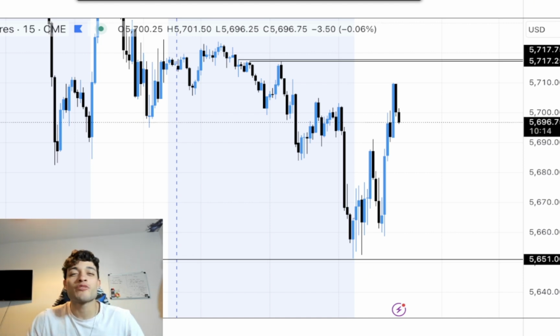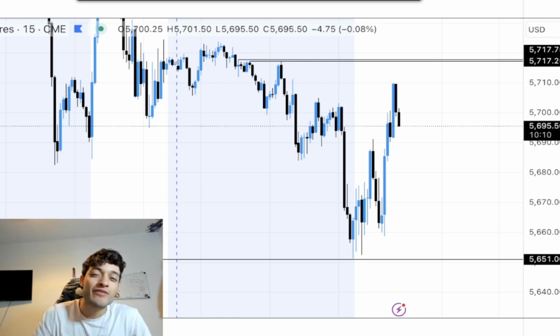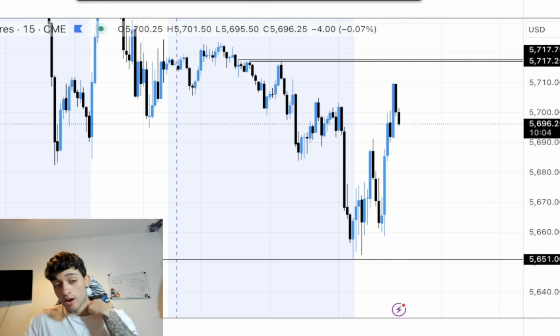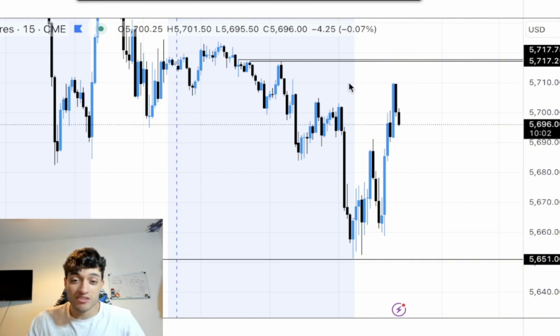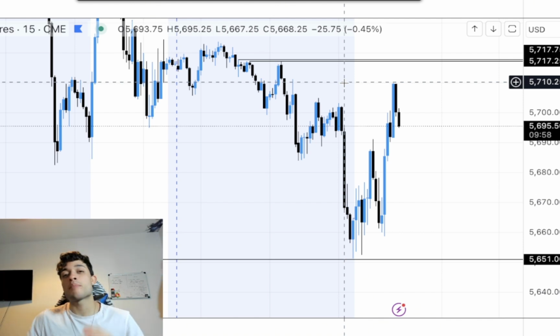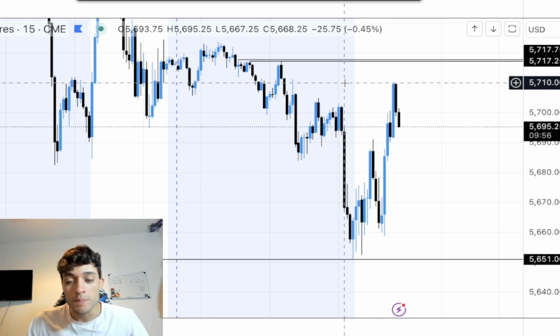I come today for some more nuggets as always, and today you are in for a treat. There's this thing I want to show you guys. I have talked about this before. It's called SMT divergence. This is a great concept for you to understand. It's a smart money concept by ICT.